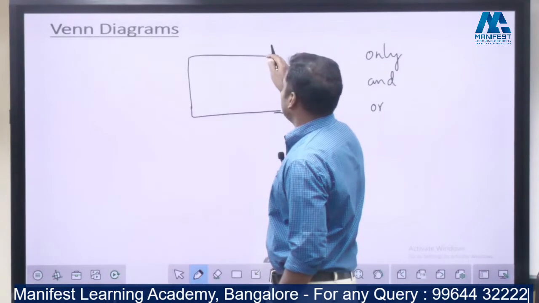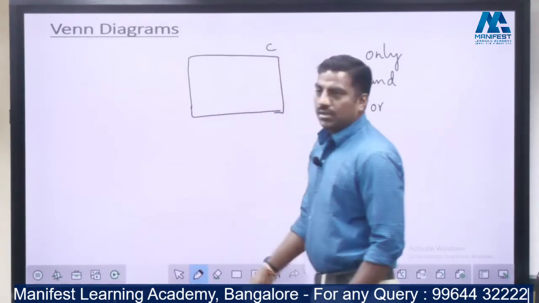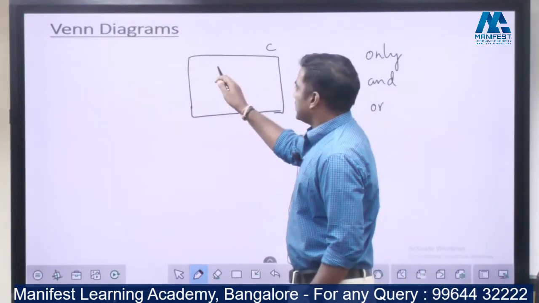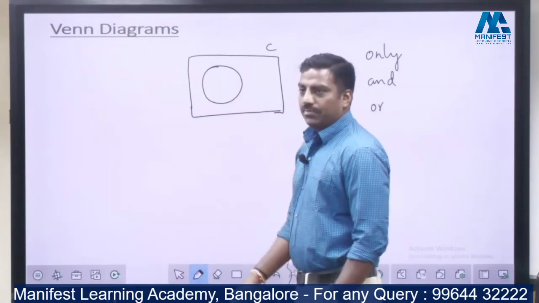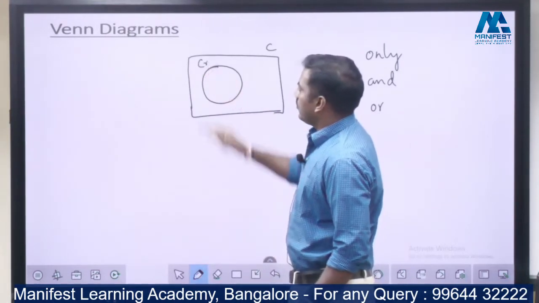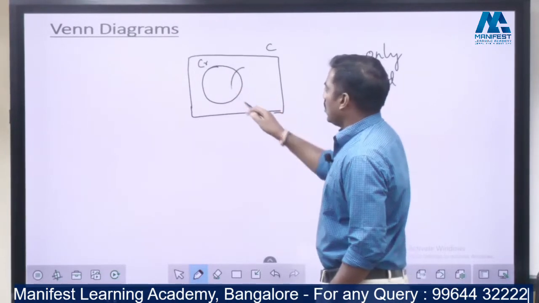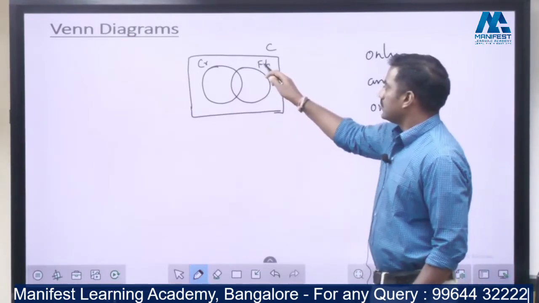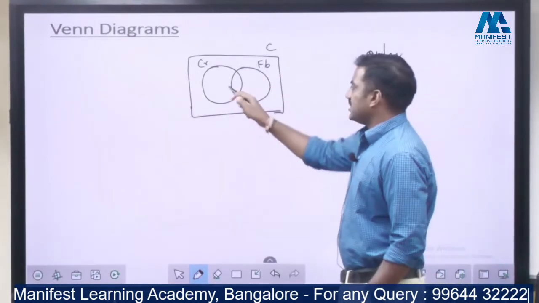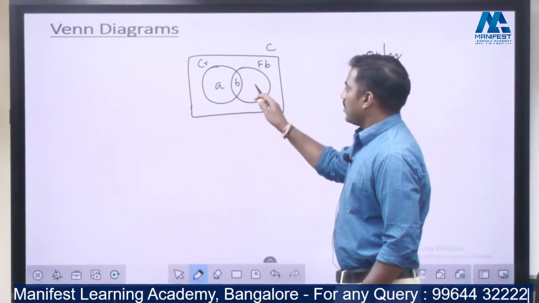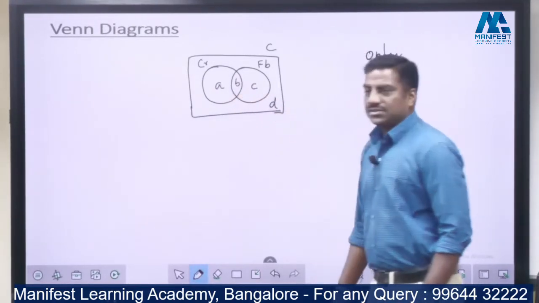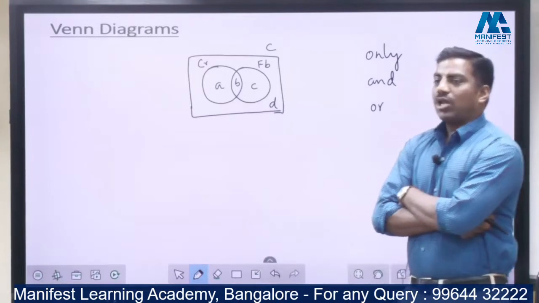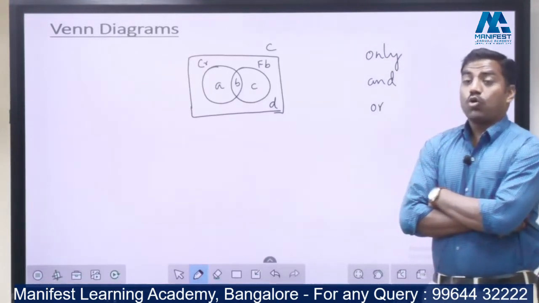This is, let's say, college. College where there is a set of people who love cricket, and there is a set of people who love football. Now I'll name the sectors A, B, C and D. Outsiders are D. Now tell me, which all people like cricket only?